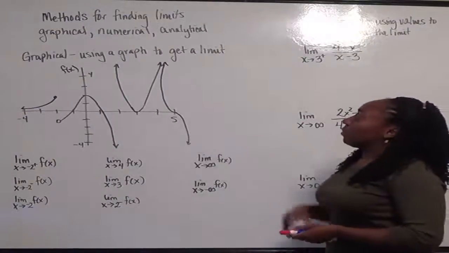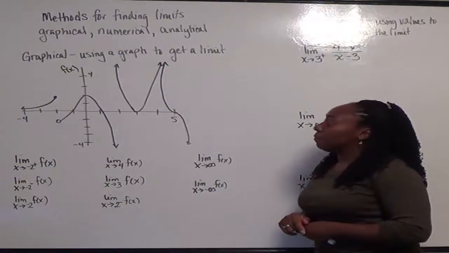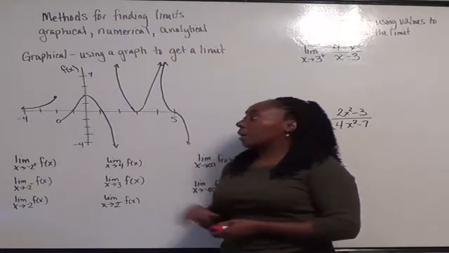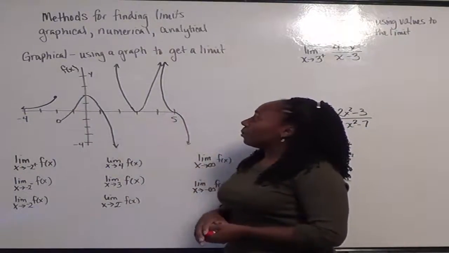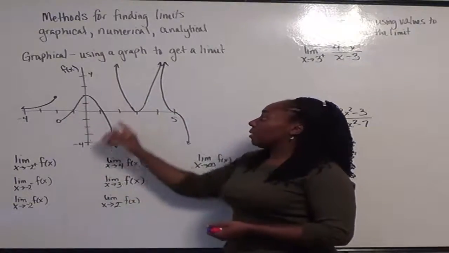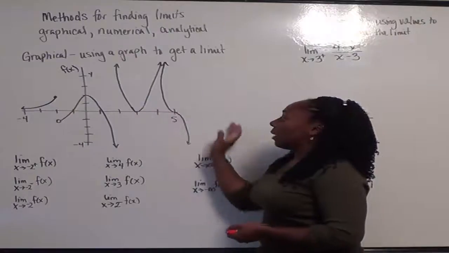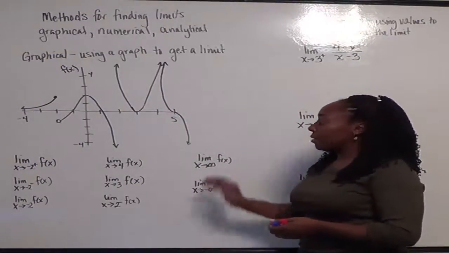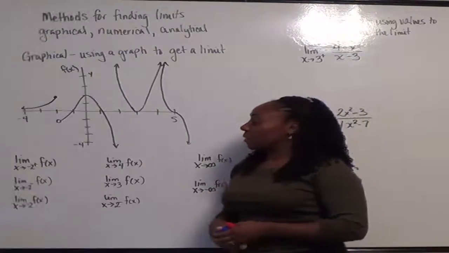In this case, we've got a picture of a graph. Most of the graphs that you're going to see are not going to be quite this complicated, but here we've got a couple of different things happening. We have some jump points, we have some asymptotes, and we have some infinite values. Okay? So here let's look at a couple of different limits.